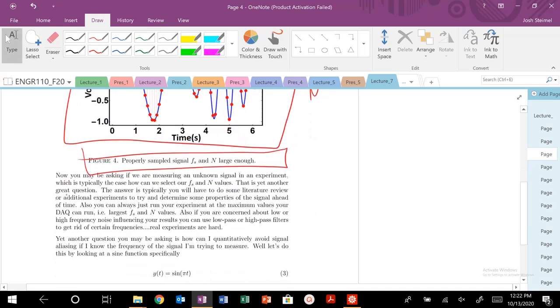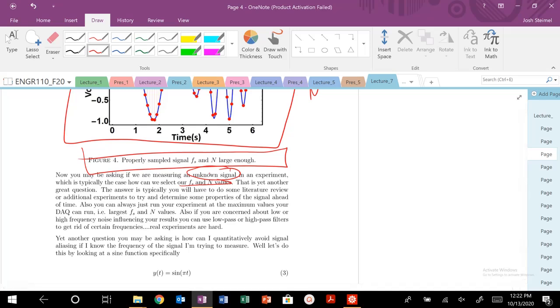So one question you may be asking is, all right, if I'm dealing with an unknown signal, how can I accurately select my f sub s and n values? That is a really great question and a really hard one to solve. If you're working with a completely unknown material, the best thing to do would be some literature review, or what I like to call exploratory experiments, to see if you can determine some properties ahead of time. But the baseline, if you have no idea where to start and you only have one DAC available, is to just run at the maximum values, largest f sub s, largest n, and see if you can work with that.